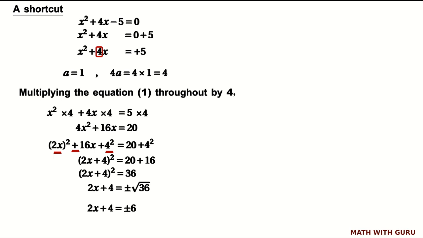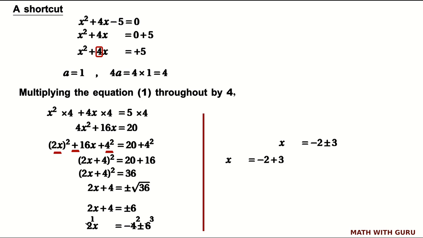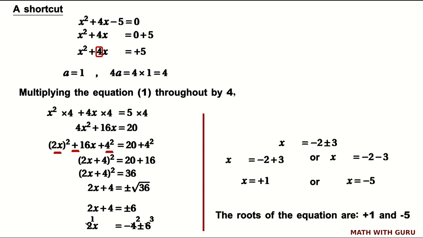2x plus 4 equals plus or minus 6. 2x equals minus 4 plus or minus 6. 2 is a common factor. x equals minus 2 plus or minus 3, x equals minus 2 plus 3, or x equals minus 2 minus 3, x equals plus 1, or x equals minus 5. The roots of the equation are plus 1 and minus 5.